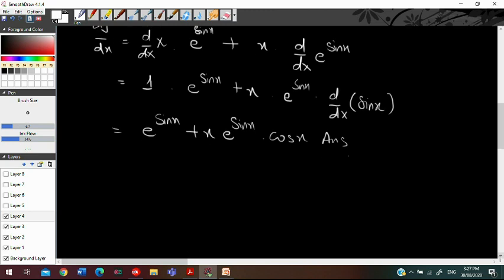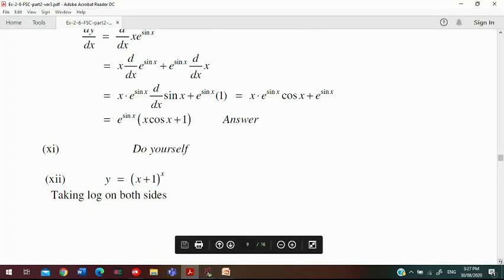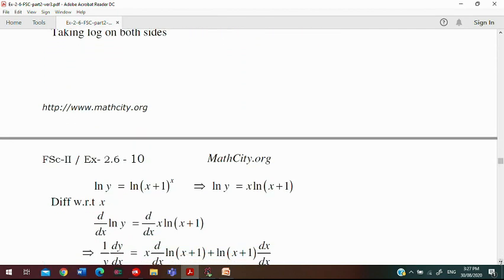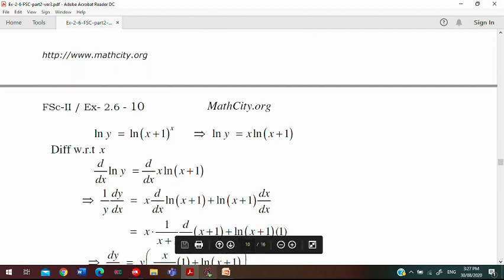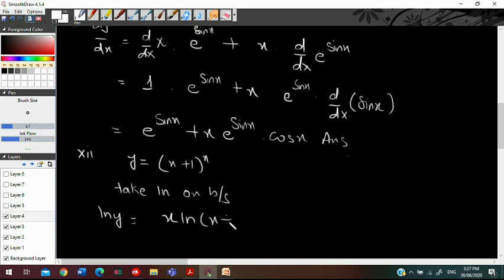Now these are the solutions of all the questions, and now y is equal to x plus 1 whole power x, and we have taken the log on both sides. I will solve this part for you. Okay. y is equal to x plus 1 whole power x. If we take log on both sides, so log of y is equal to x log of x plus 1.